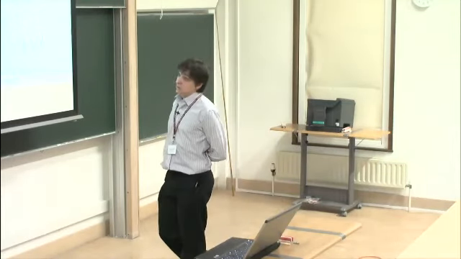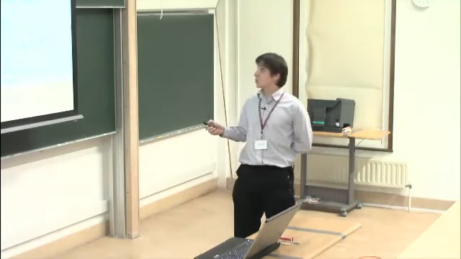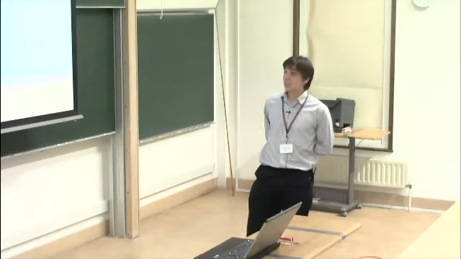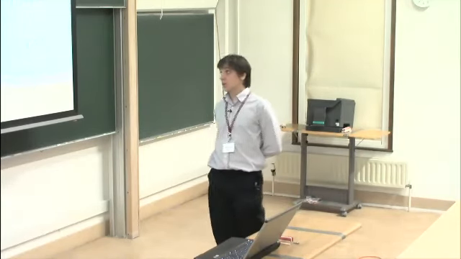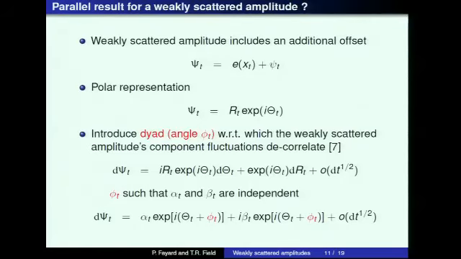And now it is the same thing. Given that equation, you want to find a way to extract the texture x of t. So to do that, first you have to introduce the polar representation of your scattered amplitude. Then you consider the fluctuations of your weakly scattered amplitude psi. Here I'm just considering the volatility terms. It is made of two components. This is related to your phase fluctuations, and this one to your radial fluctuations.